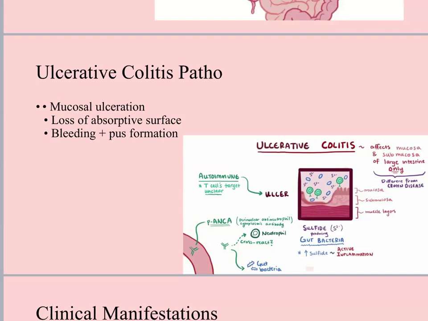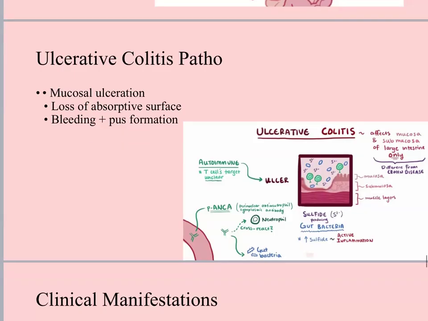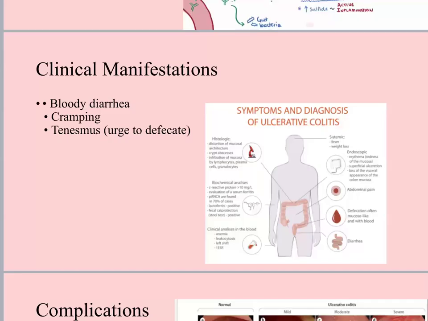Bleeding and pus can happen. If somebody's chronically bleeding, that can lead to anemia. It's really just not fun at all. So somebody is going to have bloody diarrhea, cramping. They could be going 10 to 20 times a day. And the pain is typically in the left lower quadrant. And they usually feel better when they poop, but then usually that's followed by them needing to poop again.